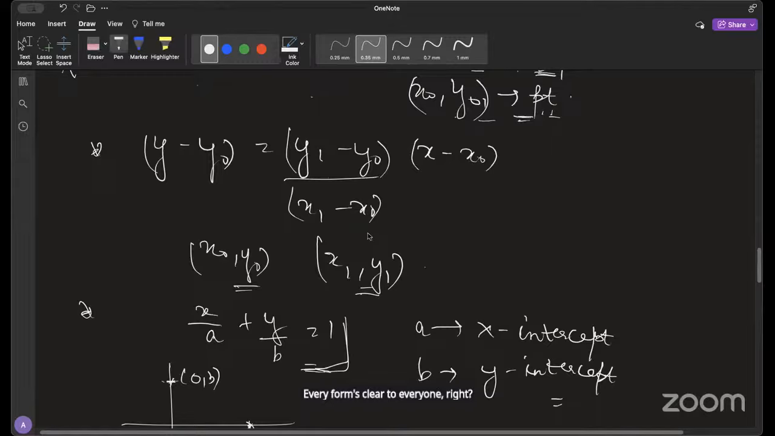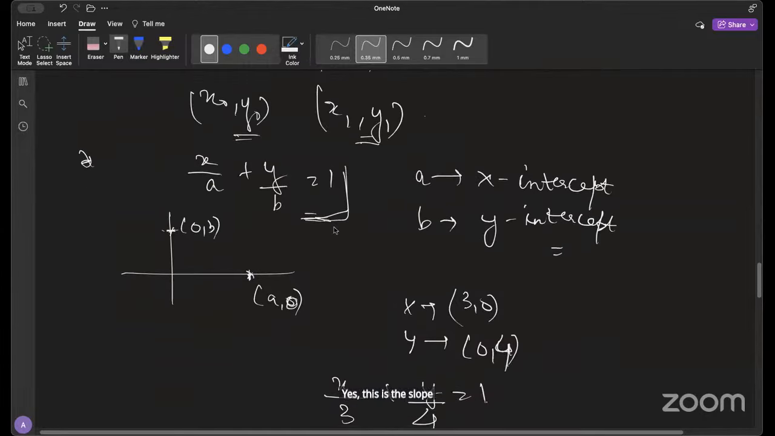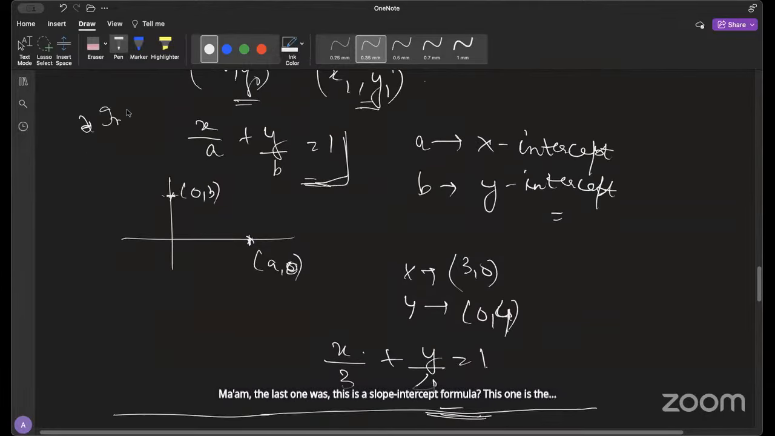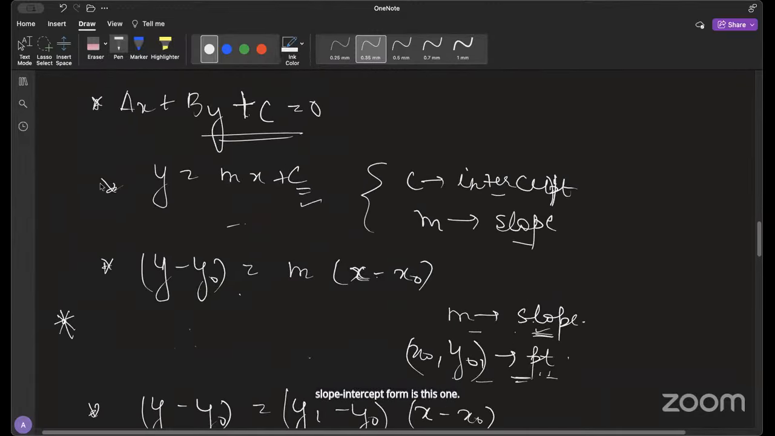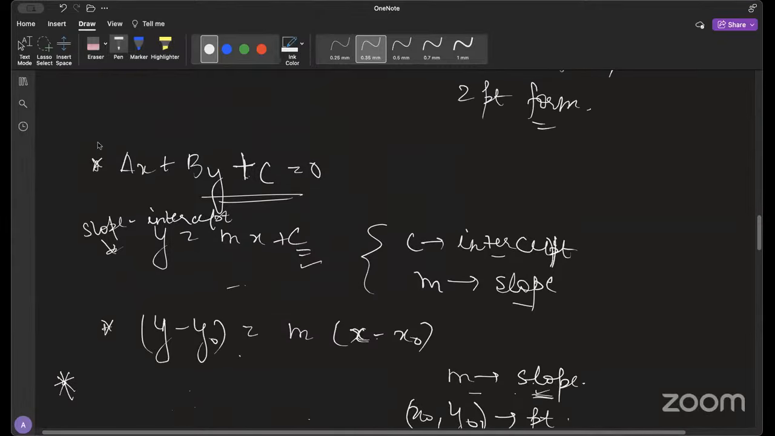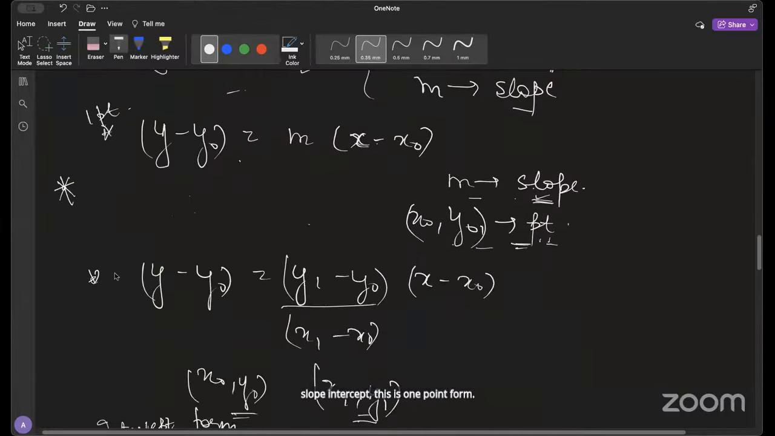Ma'am, the last one you showed, is this the slope-intercept form? No, this is the intercept form, just the intercept form. And the slope-intercept form is this one. This is the general equation. This is the 1-point form, and this is the 2-point form.